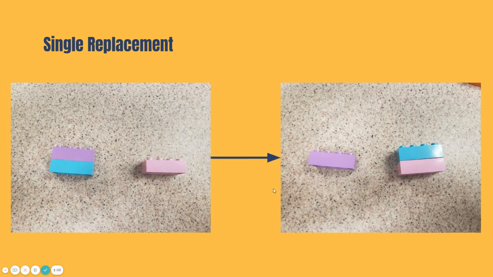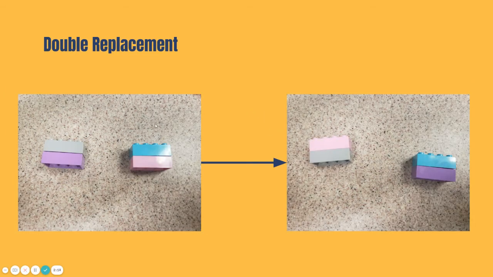A single replacement reaction is when one atom is swapped out with another, right? One atom is being taken out of something and being replaced. So if you take a look at these Legos here, we've got the purple and the blue one together, and the pink one shows up, and then the pink one takes the purple's place. That's a single replacement reaction.